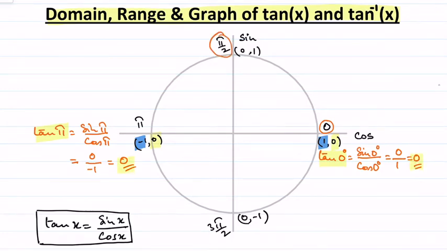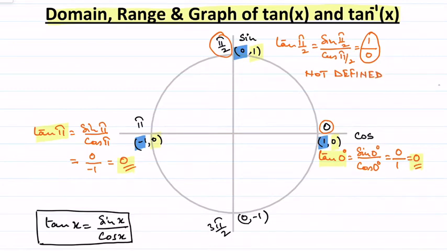Now tan pi by 2 will be sin pi by 2 over cos pi by 2, where sin pi by 2 is 1. So 1 over cos pi by 2, which is 0, so 1 over 0, and we know that 1 over 0 is not defined. So at pi by 2 or 90 degrees, tan theta is not defined.